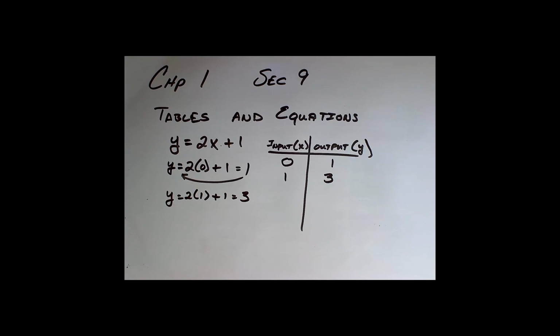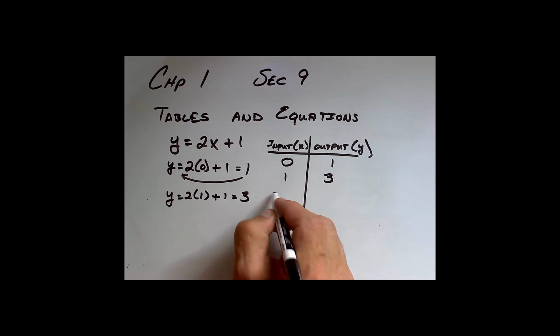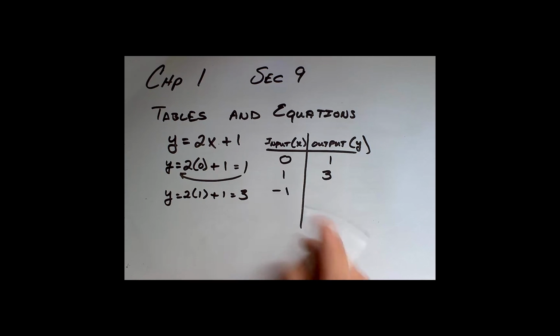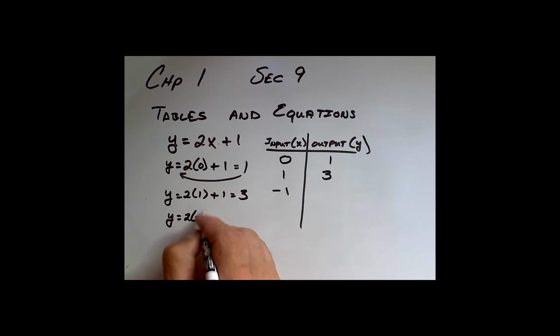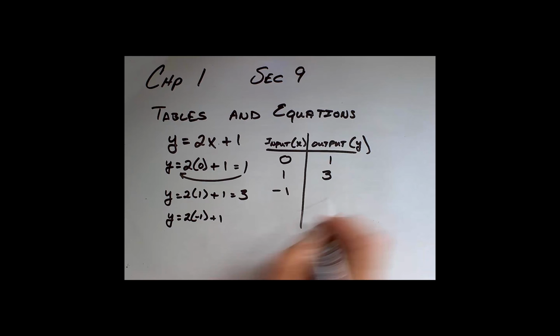And the last one I like to use, I always like to stay on either side of 0, especially when I'm going to be doing some graphing, which we're going to get into. So I'm going to use -1. So what I've basically done now is I've gone 0, 1 above 0, and 1 below 0. All right? So let's try y equals 2 times -1 plus 1. Well, 2 times -1 is -2, plus 1 is -1.